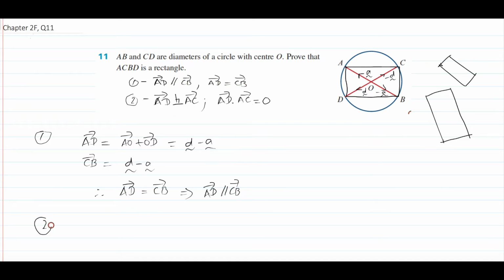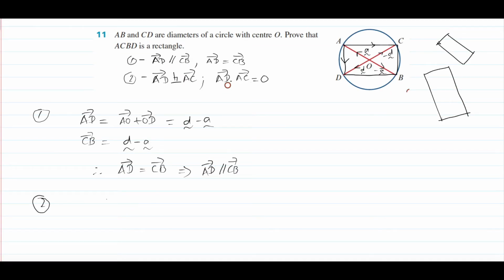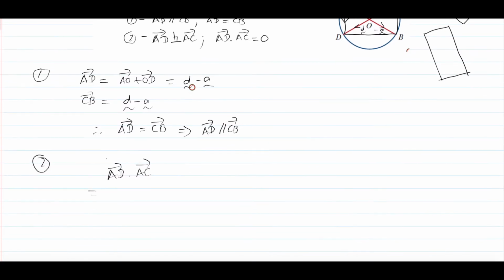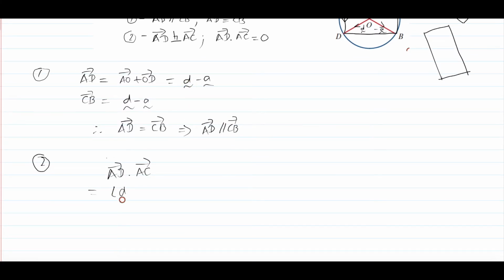Now, criteria number two, we need to show that vector AD dot product vector AC equals 0. So let's write that down here first. Vector AD dot product vector AC. We don't know if it's equal to 0, we have to show that. But we do know what vector AD is already. That is vector D minus vector A, and then vector AC.